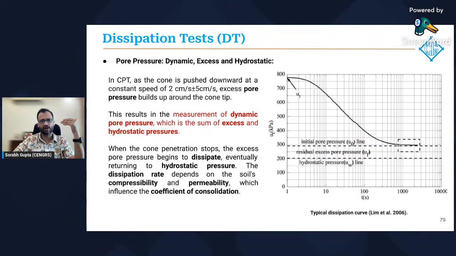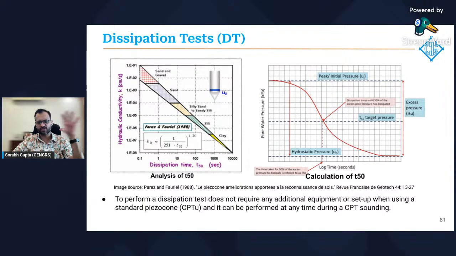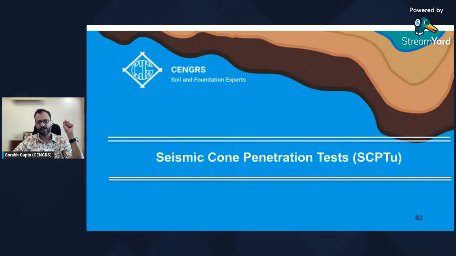Hold on. So this data can now be used to calculate your soil compressibility and your permeability, pretty much the same way as you would do it for a consolidation test. Drained versus undrained penetration, I'm not going to talk about this. I'm going to skip a few slides, we are running out of time, and I'll get to the seismic cone penetration test.